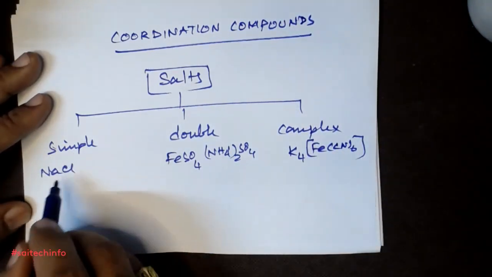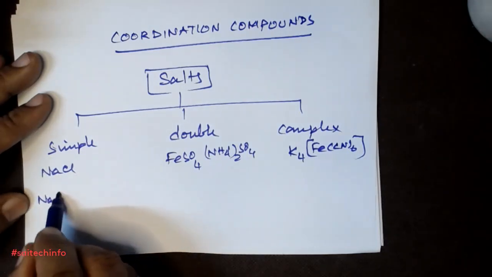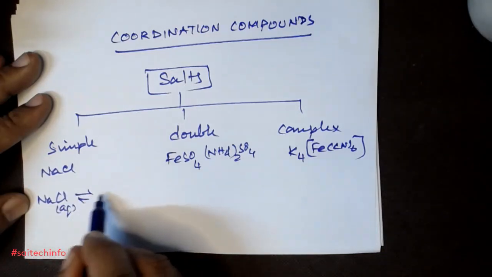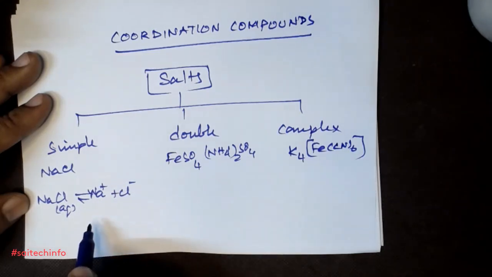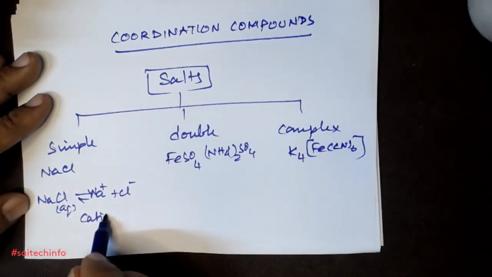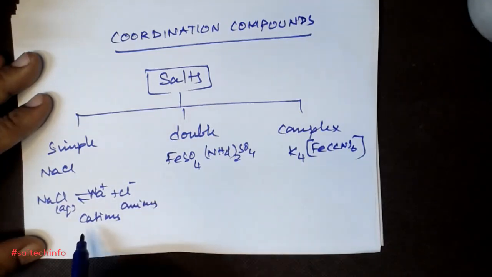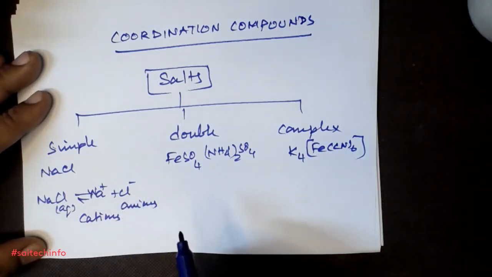In the case of a simple salt, when we ionize it in aqueous solution, we get Na plus and Cl minus, that is cations and anions. They are separated as cations and anions. Positively charged ions are cations, negatively charged ions are anions.